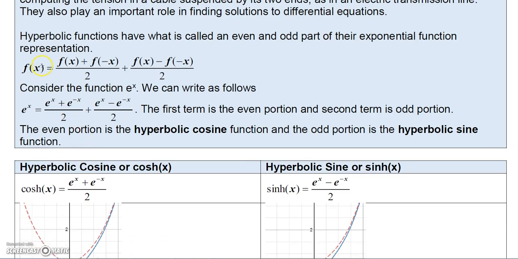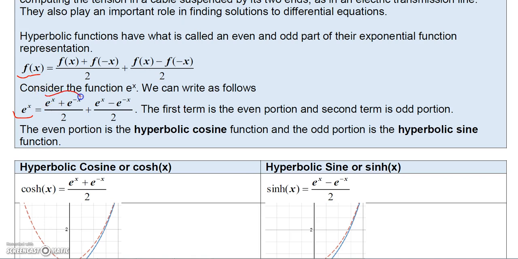Now, hyperbolic functions have an even and an odd part. So let me just show you. If you wanted the function f of x, you could write this function using two pieces. You could write it as f of x plus f of minus x over 2, and then plus f of x minus f of minus x over 2. If you simplified this, you would find that it equals f of x. So if you take the function e to the x and write it like that, you would get e to the x plus e to the minus x over 2, and then plus e to the x minus e to the minus x over 2.